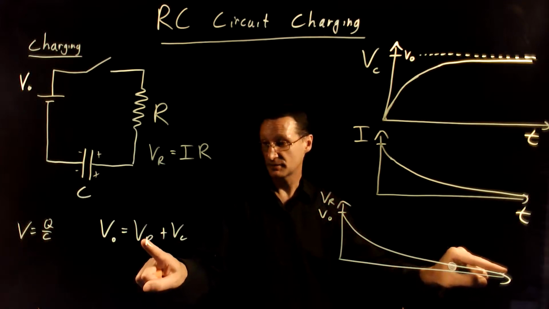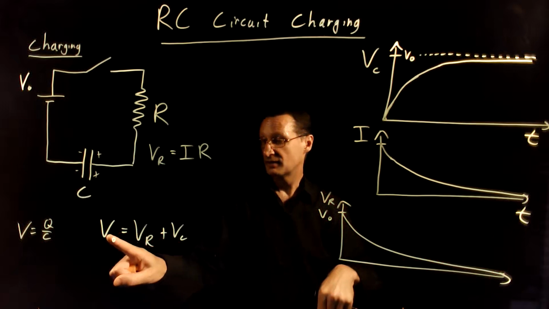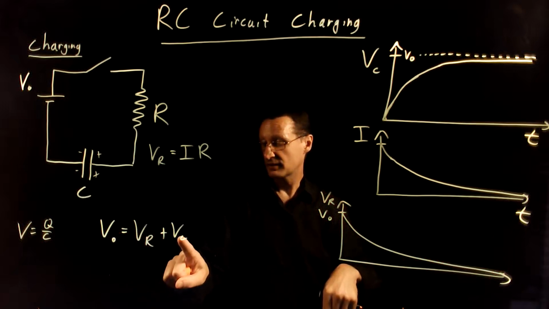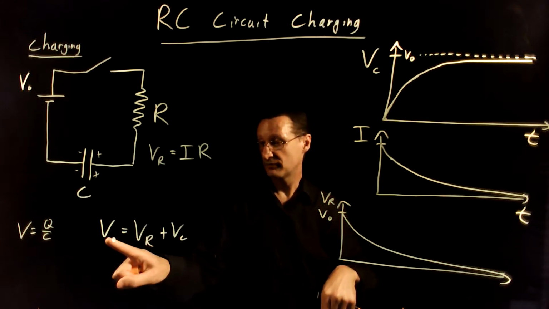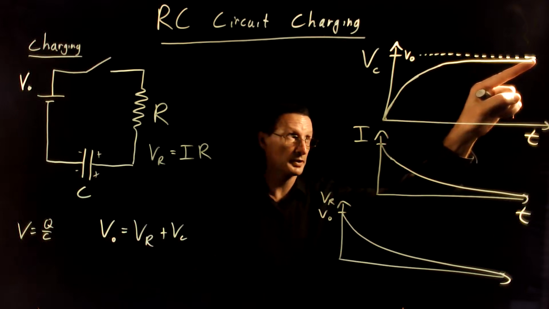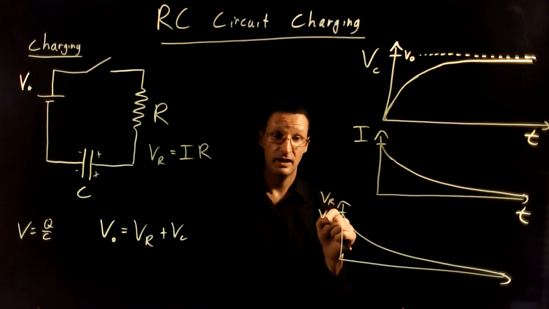So this becomes 0. But the total V across the resistor plus the capacitor has to equal V0. And so that means this one must approach V0 at a long time. Okay?